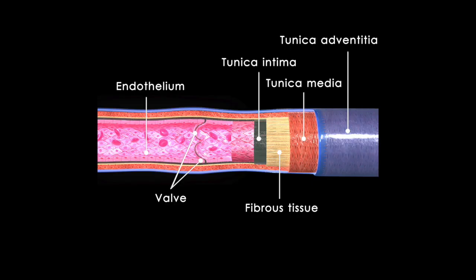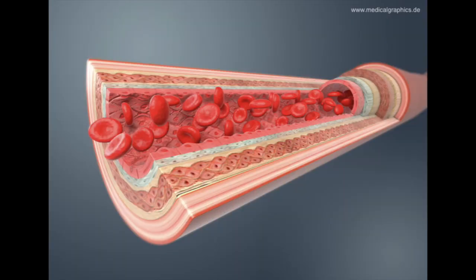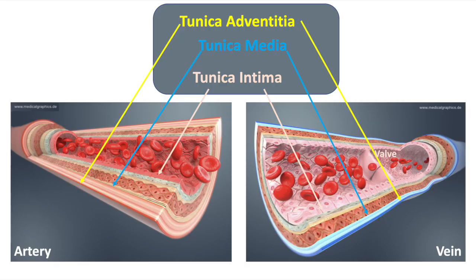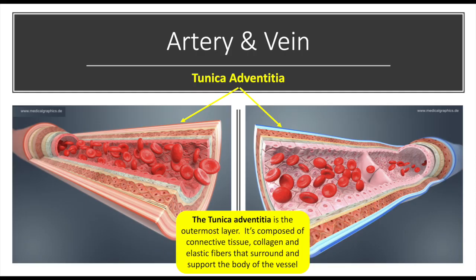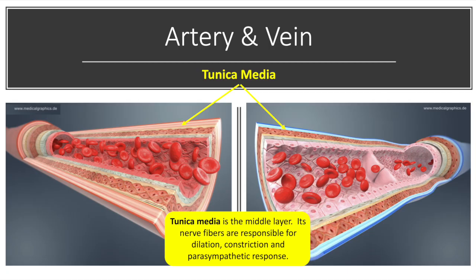Our peripheral veins have valves to prevent backflow of blood, and the arteries do not. Arteries and veins are similar in the fact they both have three vessel layers. The tunica adventitia is the outermost layer. It's comprised of connective tissue, collagen, and elastic fibers that surround and support the body of the vessel. The tunica media is the middle layer. It has nerve fibers that are responsible for dilation, constriction, and parasympathetic responses.